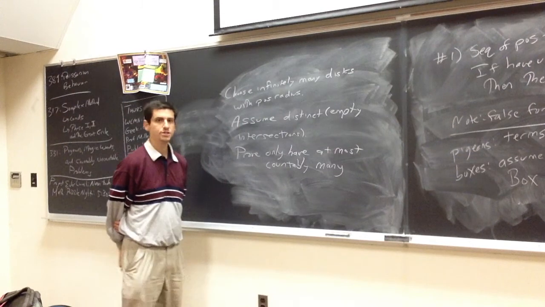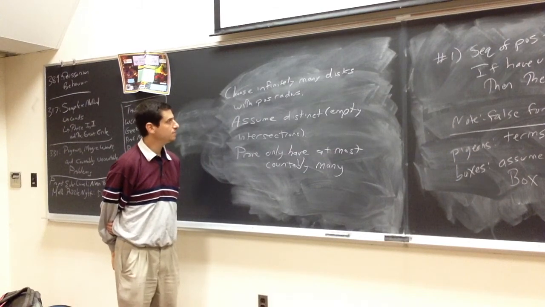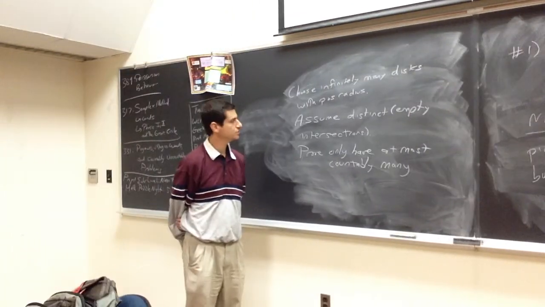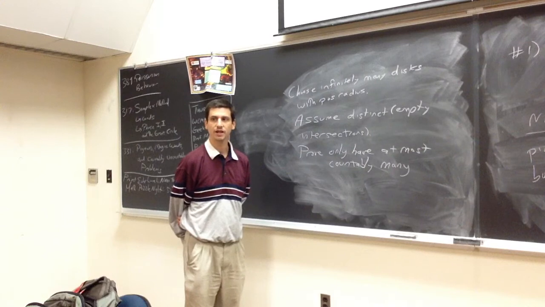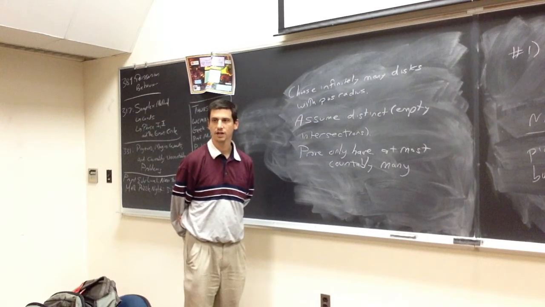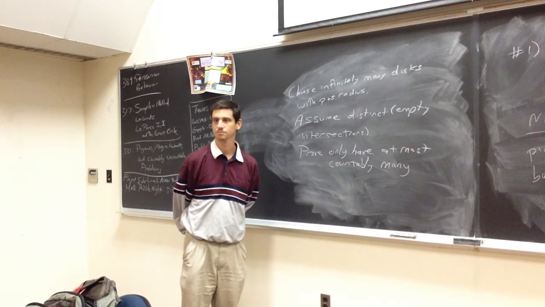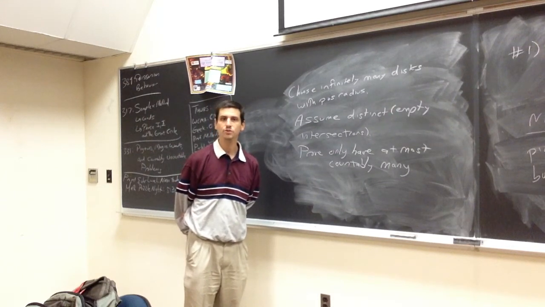Okay, so this is the problem. I have infinitely many disks, each has a positive radius, and I assume that no disk intersects any other disk. Is there a way to put down uncountably many disks such that this is true? And I'm telling you the answer is no. So see if you can prove that.